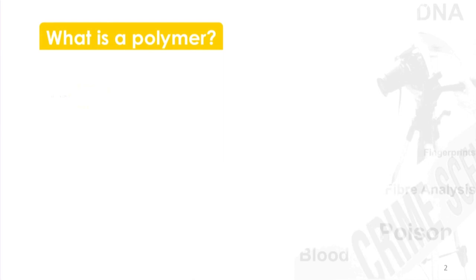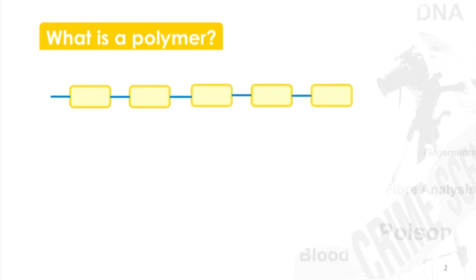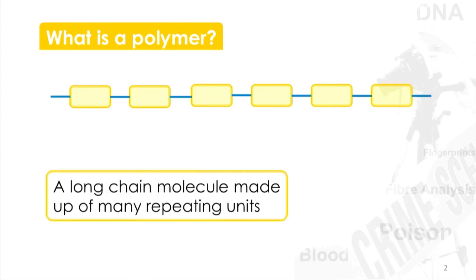Well, if you take a small molecule and then you link it to another one of the same small molecule, and then to another one, and then to another one, and so on, you end up with a long chain molecule made up of those original single molecules linked together. So those original single molecules are known as the monomer, and this long chain molecule is known as a polymer. Poly, of course, comes from the Greek for many.